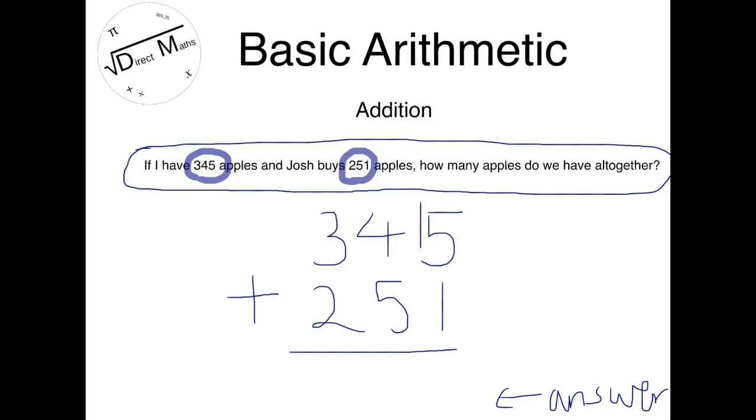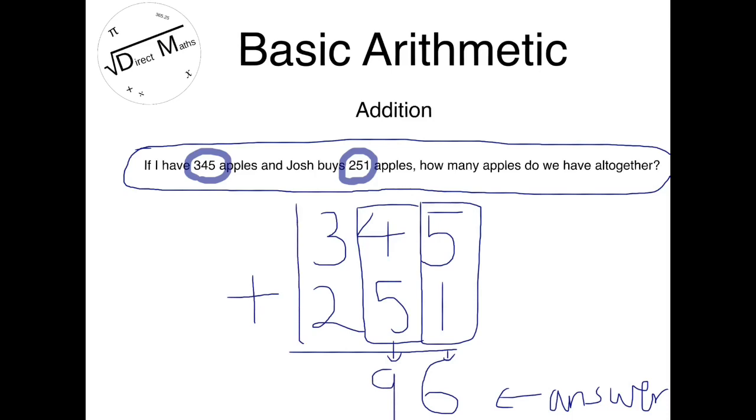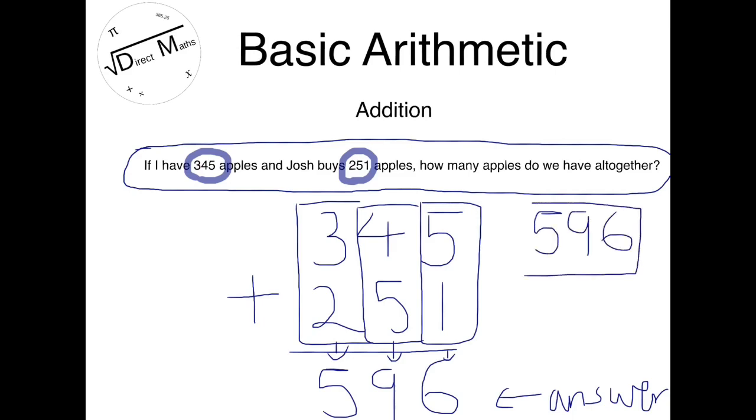5 plus 1, which is our first column right here, which happens to be the units column. We're going to add together 5 plus 1 and get 6, so we put the 6 there directly underneath. 4 and 5, we do the same thing. Again, we put the addition directly underneath, which is 9. And you do the 3 and the 2, again, directly underneath, 5. And that is actually our answer. 596 is the number of apples we'd have.